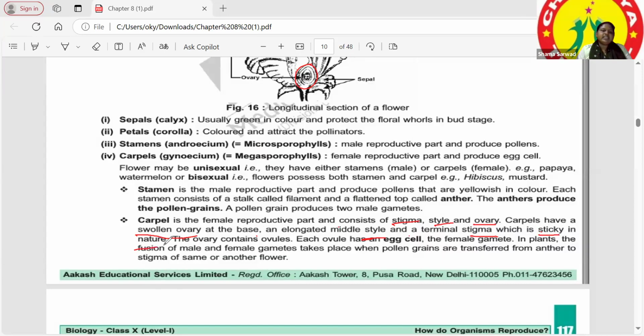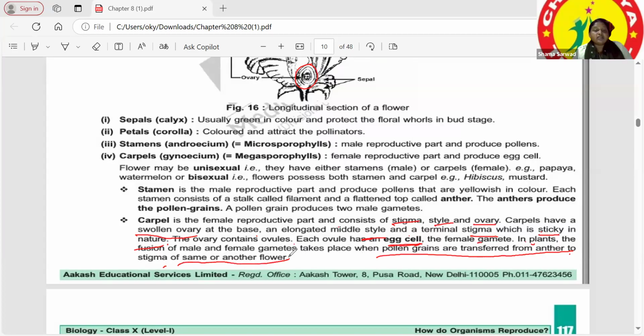Why is it sticky in nature? To stick the pollen grains, so that they should not be blown away by the wind. The ovary contains ovules. Each ovule has an egg cell, the female gamete. In a plant, the fusion of male and female gametes takes place when pollen grains are transferred from the anther to the stigma of another flower.